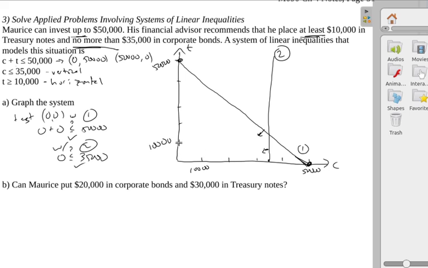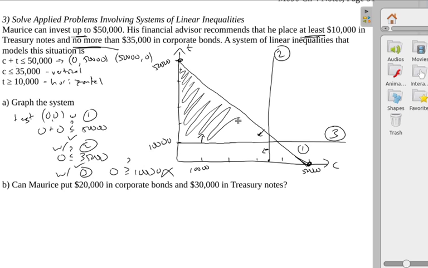And this third one, T should be greater than or equal to 10,000. That's this right here. That's my third inequality. And testing the origin with the third line, that says 0 is greater than or equal to $10,000. And that one's false. So this means we should shade on the other side of the line, which is above the line for this one. Now, you might take a couple seconds to think about which region satisfies all three inequalities here. And you could then see that this region right here is on the correct side of all three of those lines. Notice I'm not crossing over any lines when I'm doing my shading here.